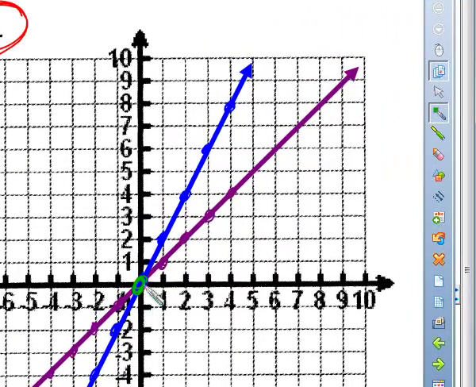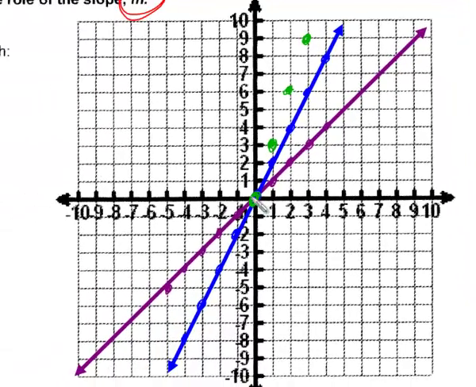Again, 0, 0. And then when x was 1, y is 3, x is 2, we're at 6, and 3, we're at 9. The negative is the same. Negative 3, negative 6, negative 9. So whenever I go to draw my line, got this line right here, and it's green. So C is my green line.